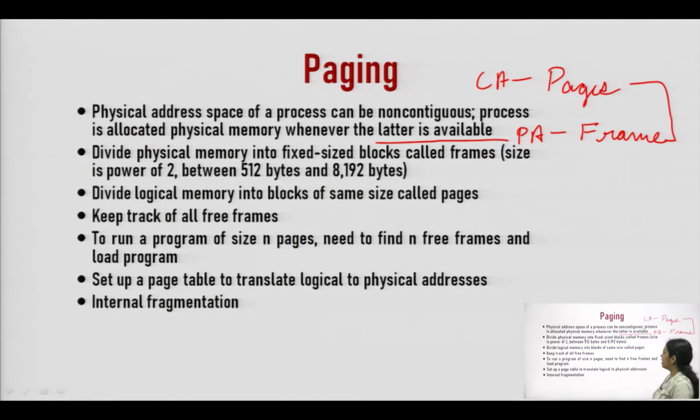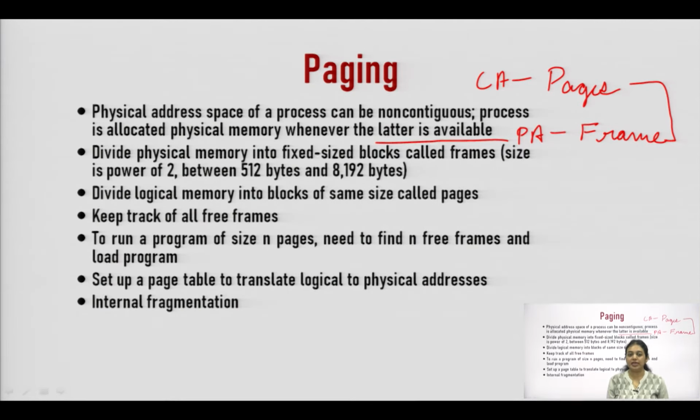So, this is what we have here. We divide the physical memory into fixed size blocks called frames, that is normally taken to be a power of 2, and it ranges between 512 bytes and 8192 bytes. This is a standard norm that we take. Now, the logical memory is divided into pages. When we divide the logical address space into pages and physical address space into frames, we have to fit one page into one frame.